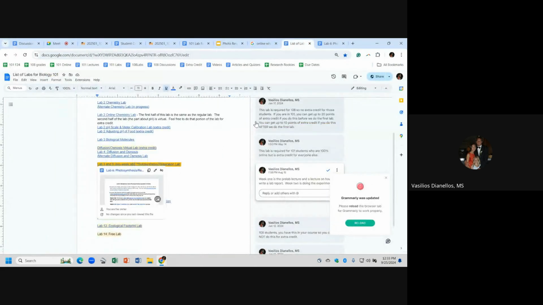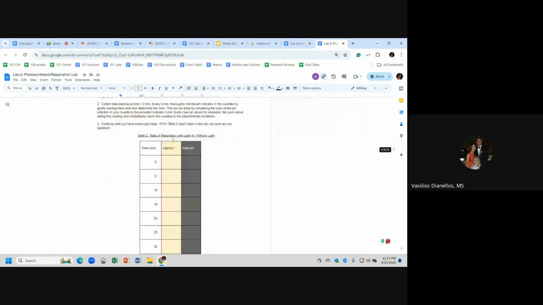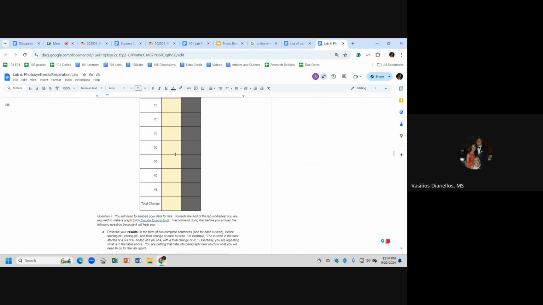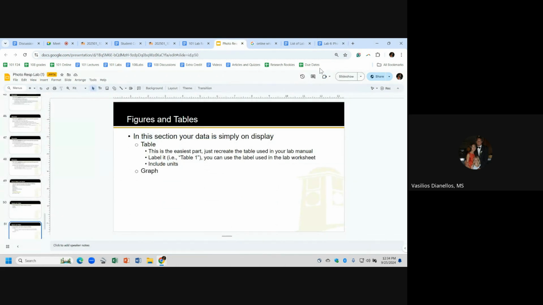The only part that might be a little bit different, let me go back out here. You can see, for example, this is table 2, because this is the second experiment. When you copy and paste it, that part you'll have to change, because this might be table 2 in the lab worksheet, but in your lab report, there's only one table. So therefore, it's going to be table 1. I hope that makes sense. If not, let me know.